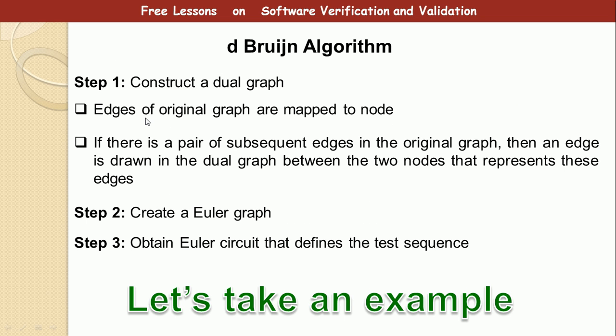So let's continue. If there is a pair of subsequent edges in the original graph, then an edge is drawn in the dual graph between the two nodes that represent these edges. This is the same as mapping the edges to nodes. Then you go ahead to create an Euler's graph, which is what we already know. So we talk about the dual graph here, and we talk about the Euler's graph in the first algorithm. When you create an Euler's graph, you have an Euler circuit, and that will help you define the test sequence. Let's look at an example, and that will help us get it clearer.